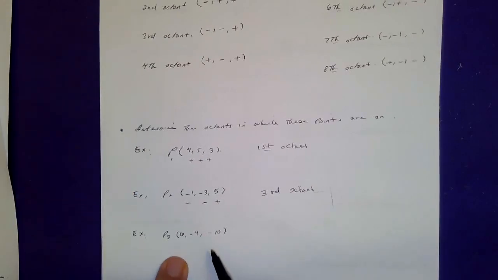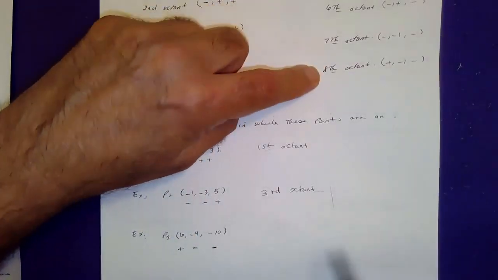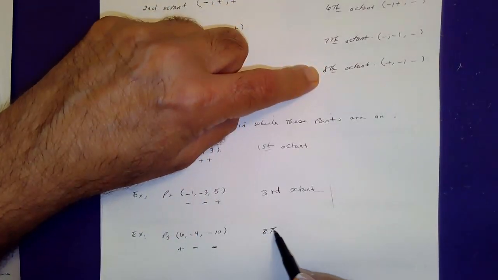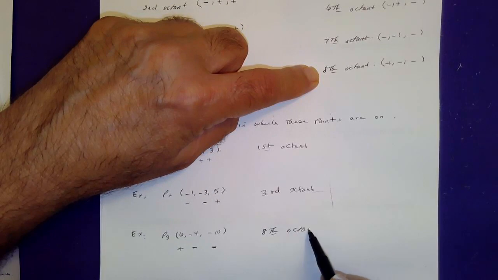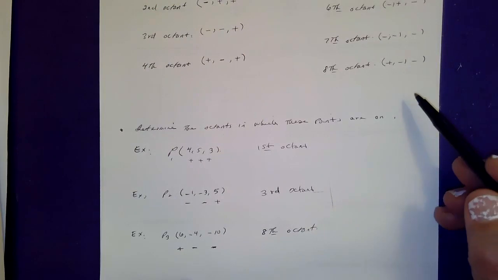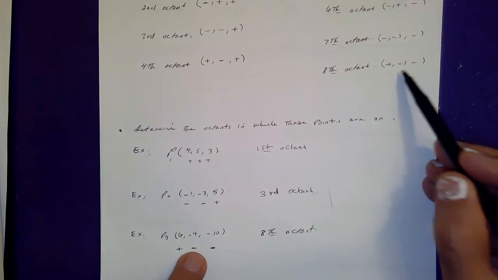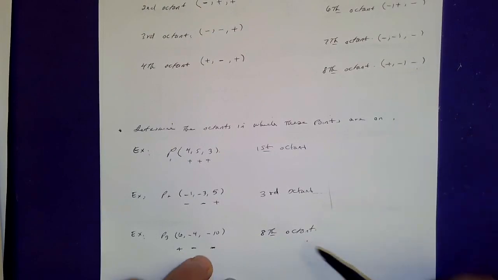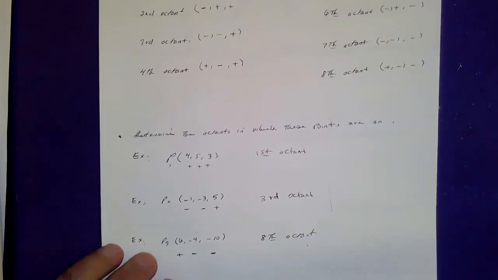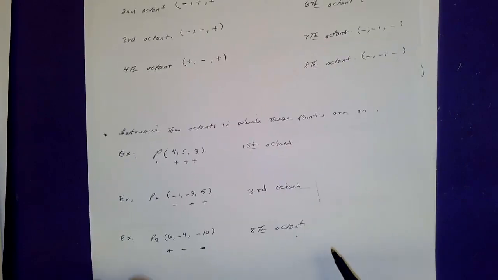What about this guy? X is positive, y is negative, z is negative. So you are in the eighth octant. Do you see it? Because x is positive, y is negative, so is z. So you're in the eighth octant. So that's how you can tell in which octant the points are located.